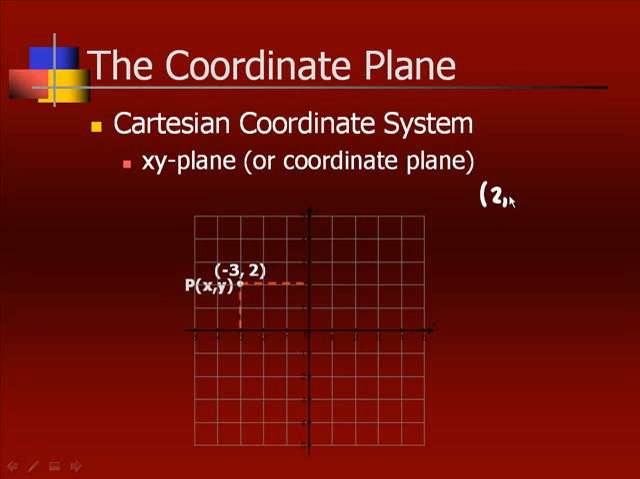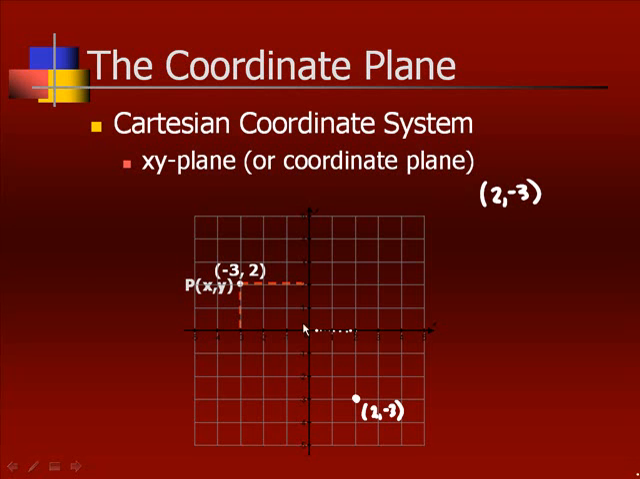Now, would it matter? What if we did the ordered pair 2, -3? Where would that one be? Well, that means that the x value is 2, so we go over to where x is 2. Then y is -3, so you go down to where y is -3. So x is 2, y is -3. This is the ordered pair 2, -3. So it does make a difference which one comes first.